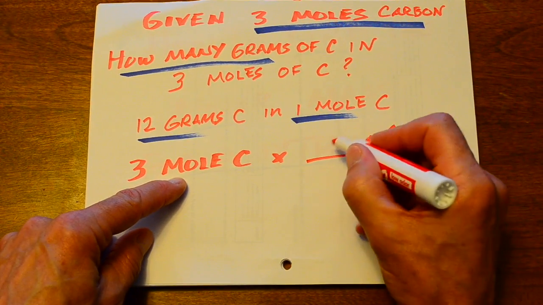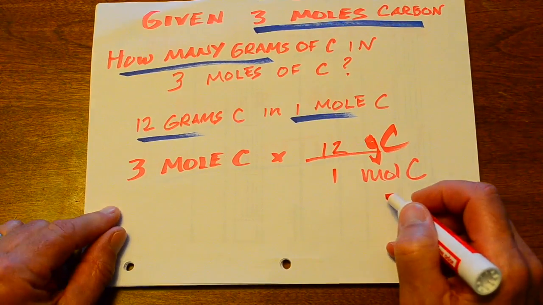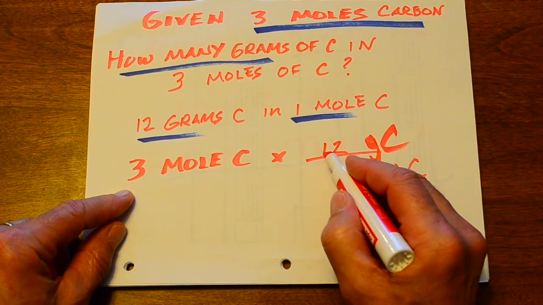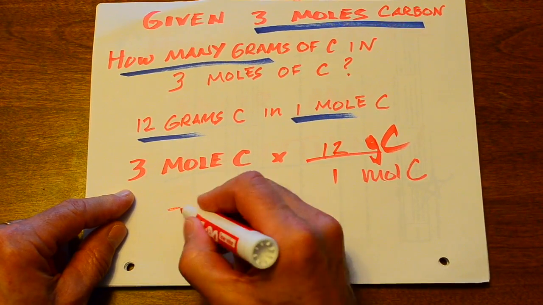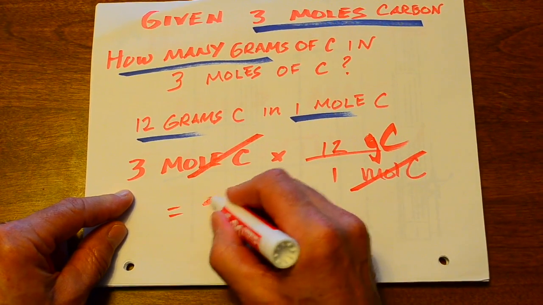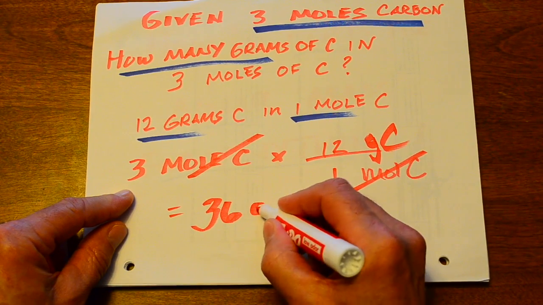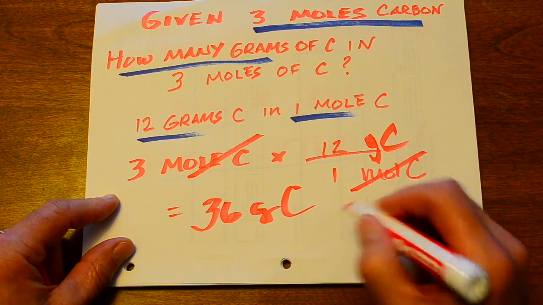Now I'm going to fill in my numbers. 12 grams of carbon per 1 mole of carbon. So we have 3 times 12 is 36 divided by 1. Our answer is, moles cancel, 36 grams of carbon.